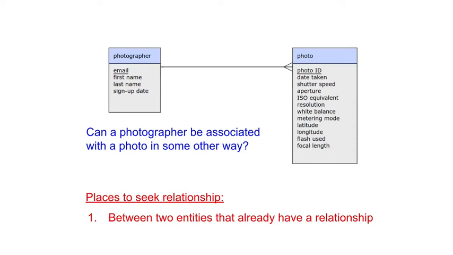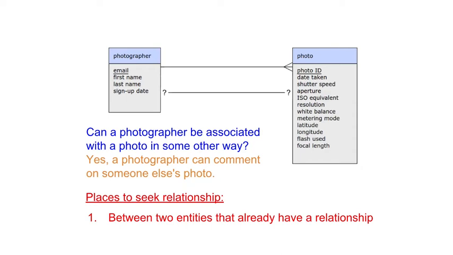This gets the users thinking more deeply. Then they answer, yes, a photographer can comment on someone else's photo. This introduces a second relationship, and we'll draw it in with the question marks. Because this is a second relationship between two entities, it requires labels. We'll apply as a label the exact language we heard from the users and read it out loud. A photographer can comment on a photo.